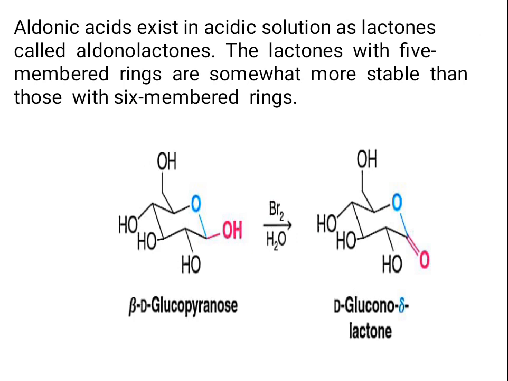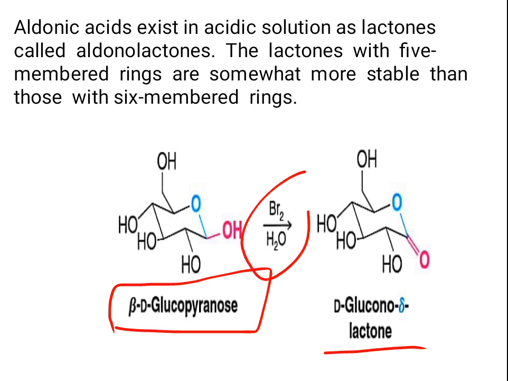Aldonic acids exist in acidic solution as lactones, called aldonolactones. The lactones with 5-membered rings are somewhat more stable than those with 6-membered rings. So, this is the D-glucono-delta-lactone. This is the beta-D-glucopyranose structure, and you are adding bromine water.